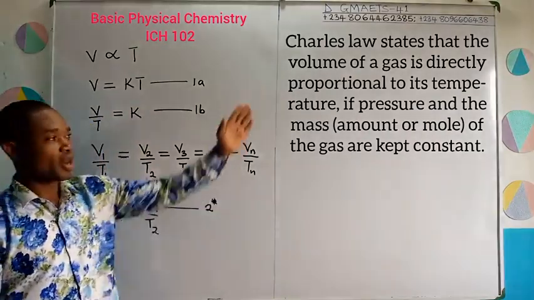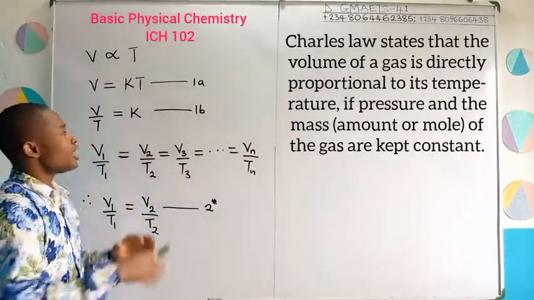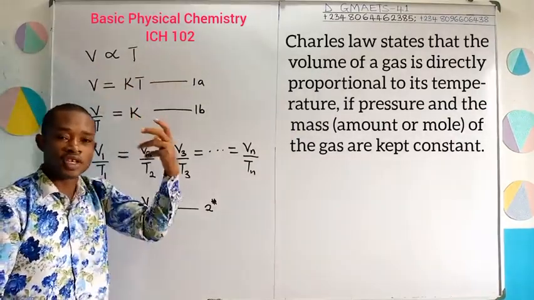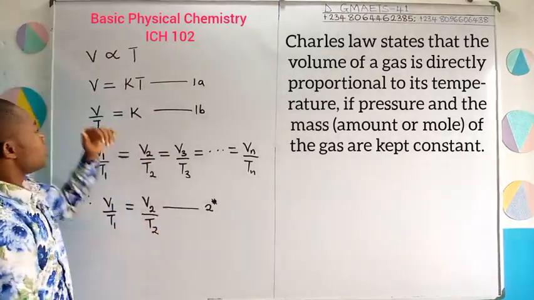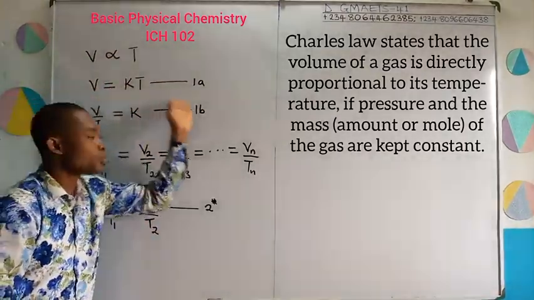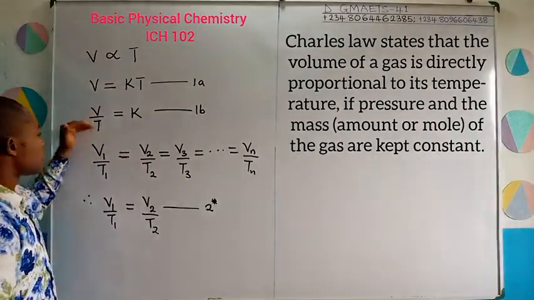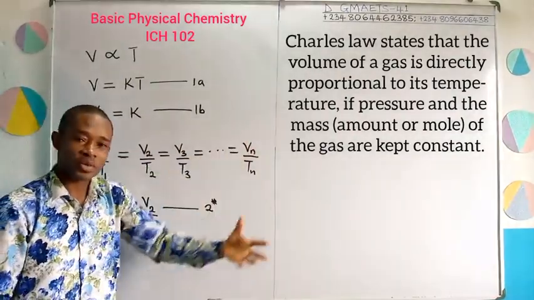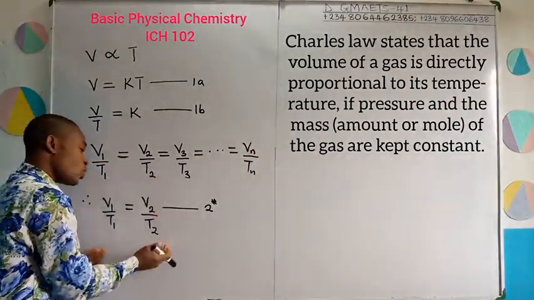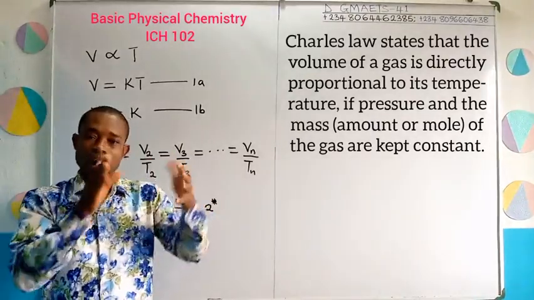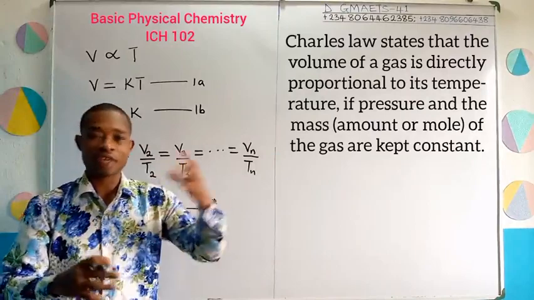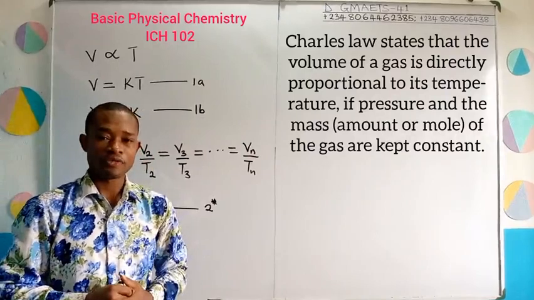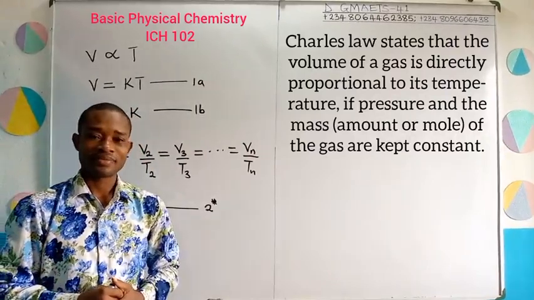And this explains the Charles' law we have here. Now look at the various expressions we have. V is directly proportional to T: this is an expression for Charles' law. Then V equals KT: this is an equation for Charles' law. V over T equals K is also an equation for Charles' law. And then this is also a general equation for Charles' law. And when we decide to just consider states 1 and 2, taking them as initial and final states, we have this equation for calculation purposes, also an equation for Charles' law. So you want to take note of that.